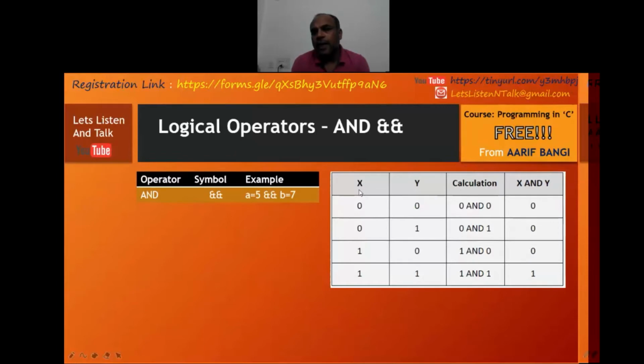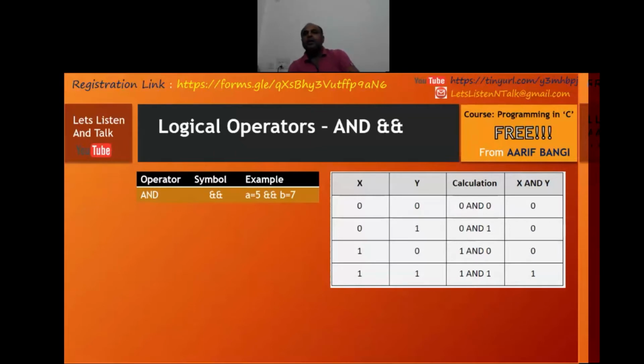The first column is variable x, the second column is y, and the last column shows the output of the actual AND operation on the two variables, x and y. If x is 0 and y is 0, when both the left side and right side of AND are 0, then the answer will be evaluated as 0.